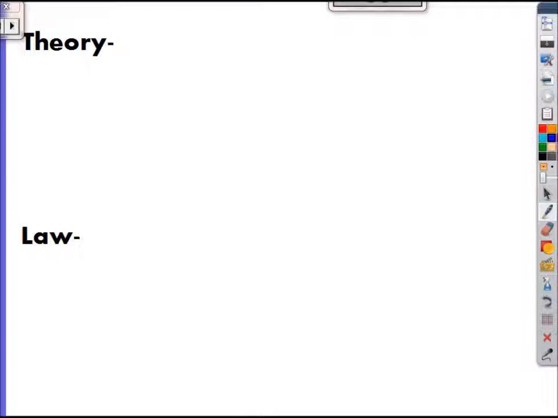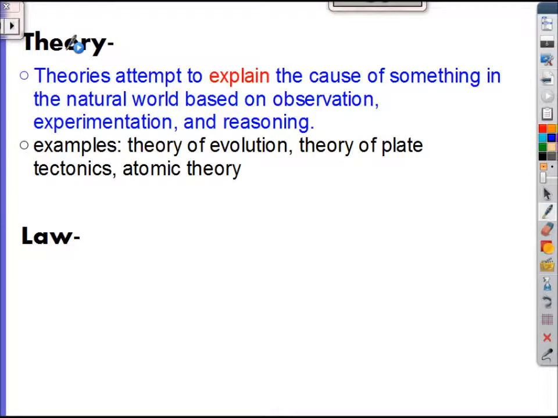Getting back to scientific method, after you've done a lot of experiments, you come up with things called theories and laws. A lot of people get really confused about theory and law, and we use the terms theory and law in different contexts in our everyday language. But the scientific definition of a theory is something that attempts to explain something that always happens. We're trying to explain why.